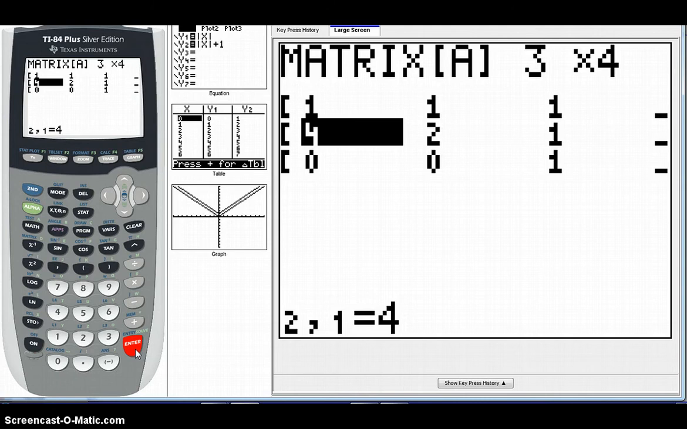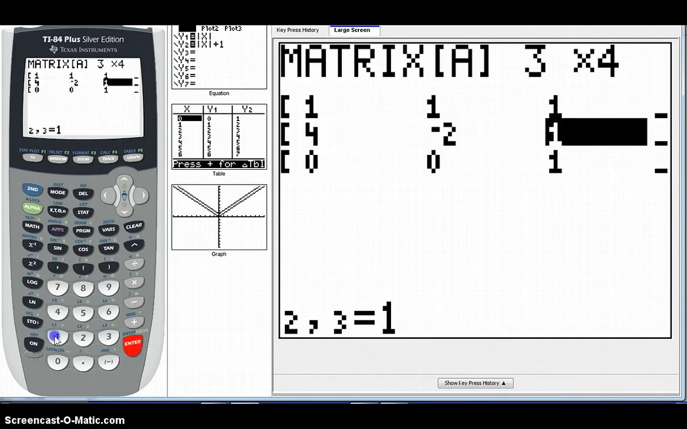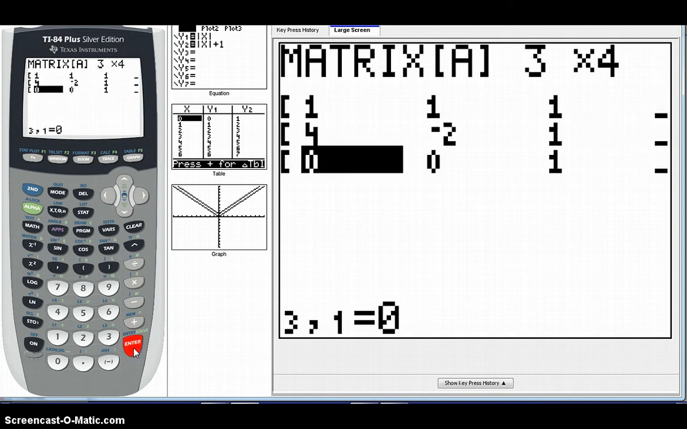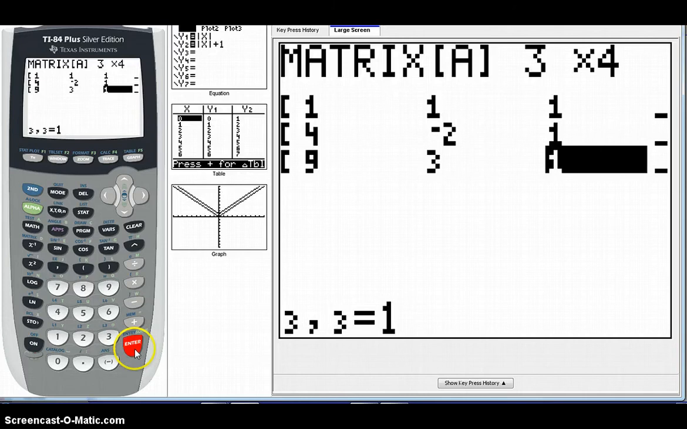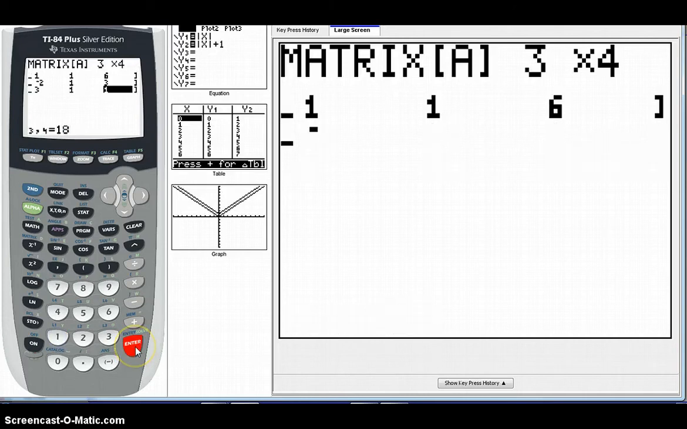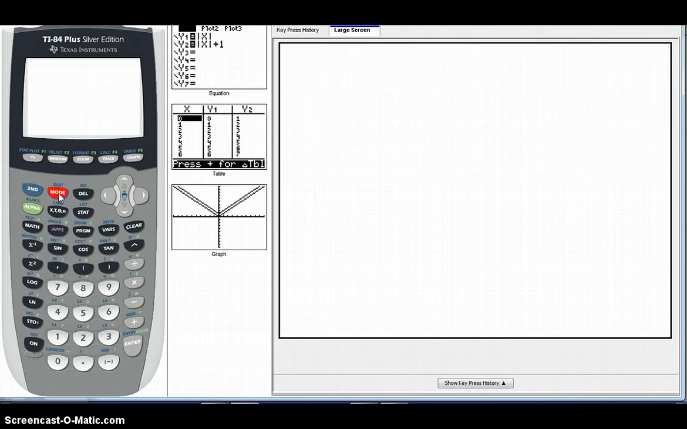And then on the next one, it was 4a and negative 2b and 1c equals 3. And then on the last one, it was 9a, 3b, 1c equals 18. Once you get that all in, we can go back to the main screen. And then if we recall, we want to go back into matrix.